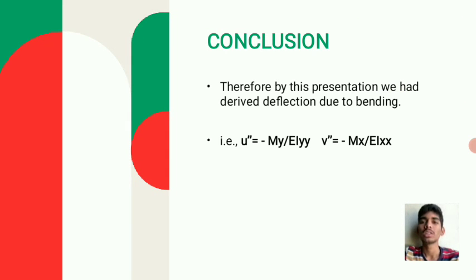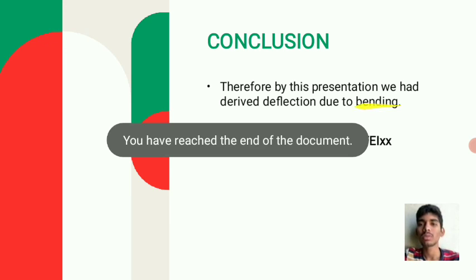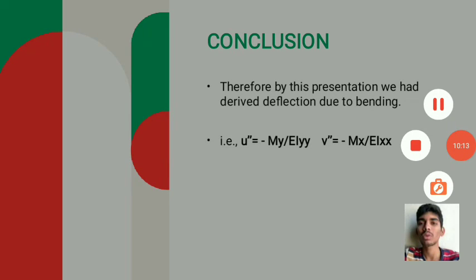Conclusion. By this presentation, we have derived the deflection due to bending, that is, u double dash, the deflection of the x component, is equal to minus moment about the y axis by E into moment of inertia about the y axis, and then v double dash is equal to minus Mx by E into Ixx. By this we have completed our presentation.